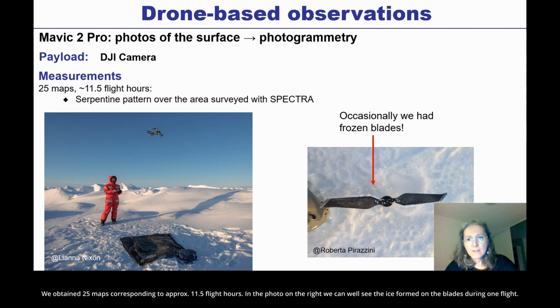In the photo on the right, we can see the ice formed on the blades during one flight. This is extremely dangerous. When it happens, the drone starts descending and it may be problematic to control it.